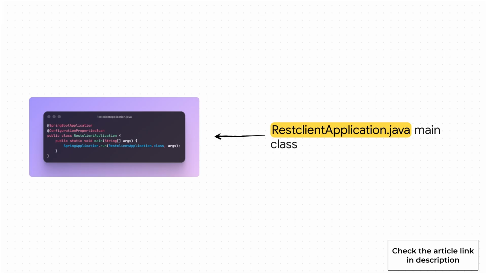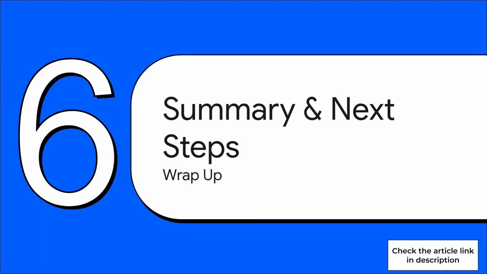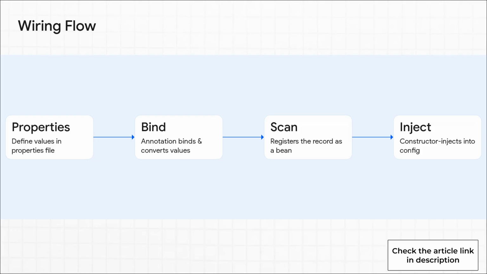That @ConfigurationPropertiesScan annotation right there, that is the magic key. Leave it off, your app crashes on startup. Add it, and Spring perfectly registers your configuration record as an injectable bean. It's that simple. And finally, Part 6, Summary and Next Steps. Let's do a quick wrap-up of this explainer and review the architectural flow we just built, just to make sure it's really cemented in your mind.